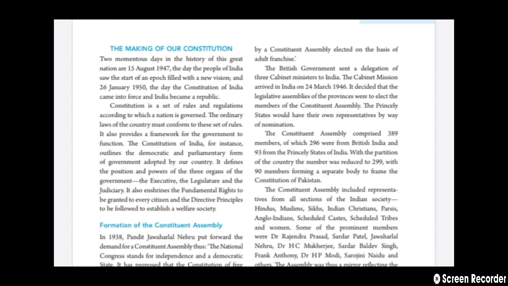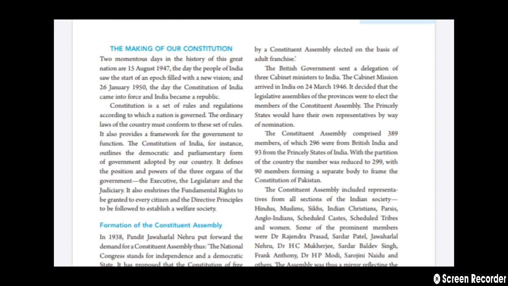Constitution. As you know, it is a set of rules and regulations. The Constitution has rules and regulations according to which a nation is taken ahead. Next, the ordinary laws of the country must conform to this set of rules. The ordinary laws of the country should accept these rules.